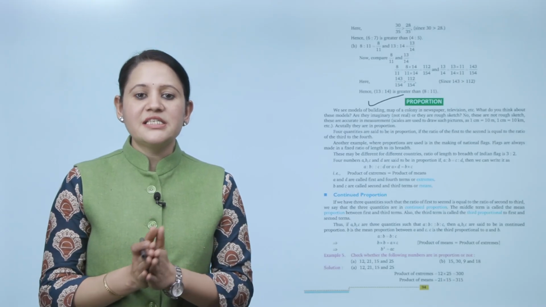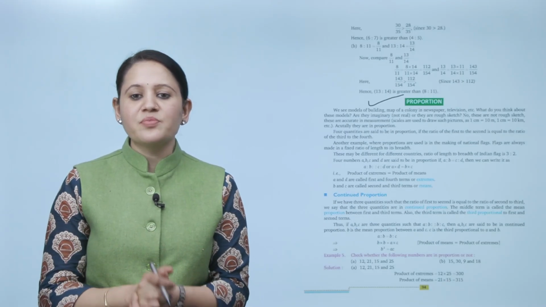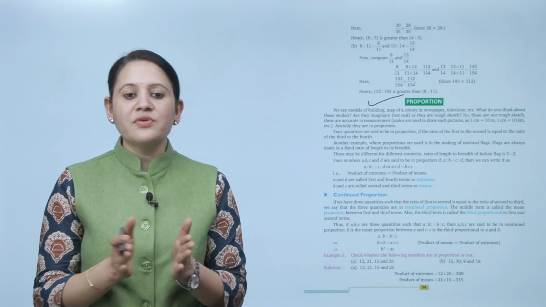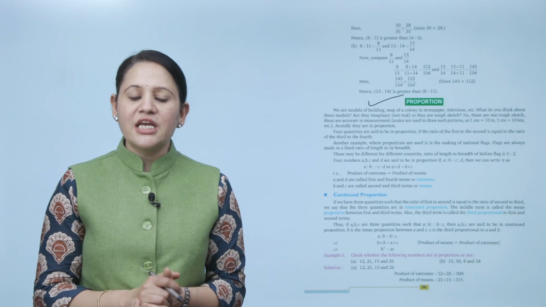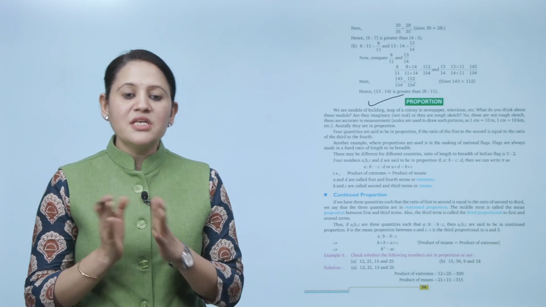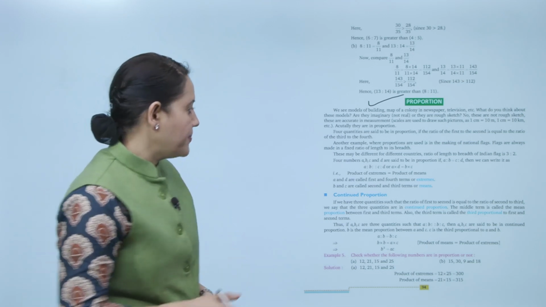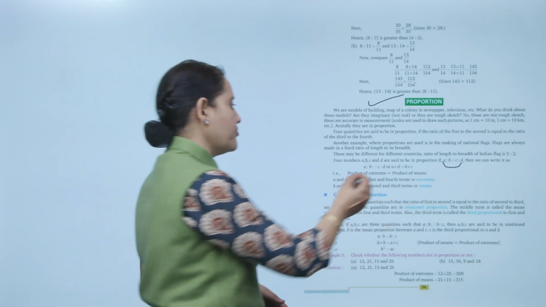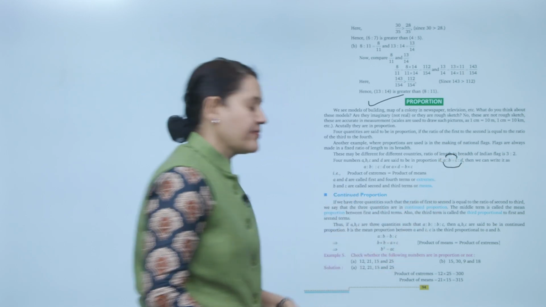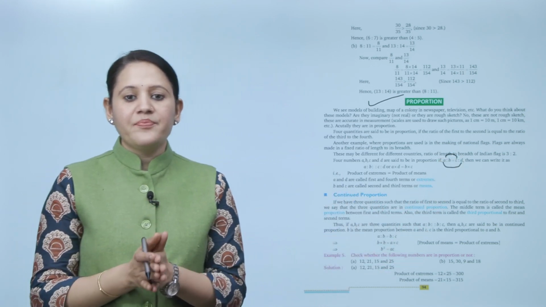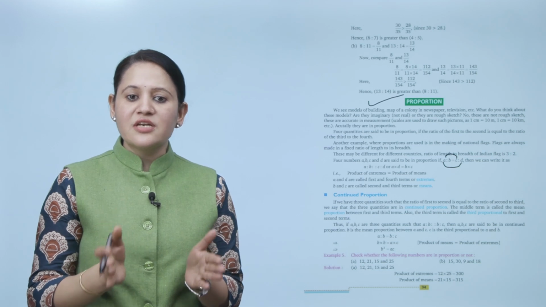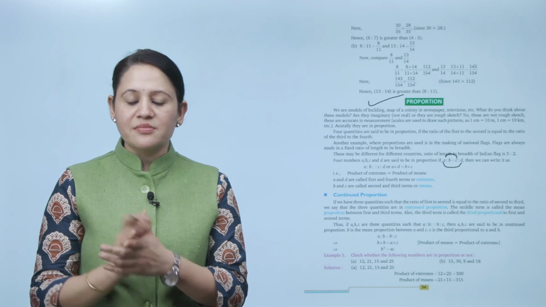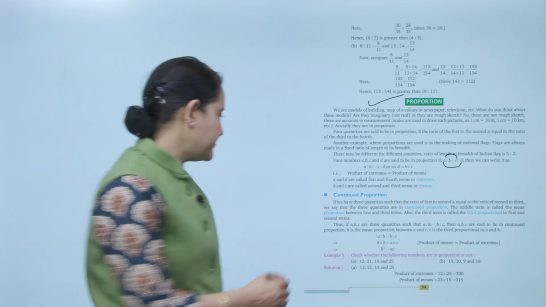Four numbers A, B, C and D are said to be in proportion if A ratio B equals C ratio D. Then we can write it as A ratio B proportionate to C ratio D, or A into D equals B into C. Means product of extremes equals product of means. Product of extremes, A into D, equals product of means, B into C. Clear? Here A and D are called the first and fourth terms or extreme terms. B and C are called the second and third terms or the mean terms. Next is continued proportion.